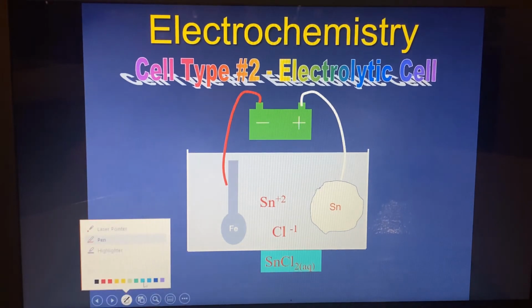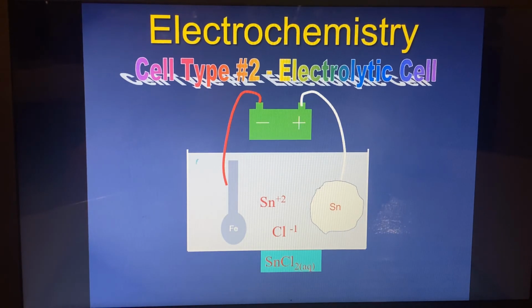I'm just going to get a different color. Let me see what this looks like in here. That we can see. Okay.